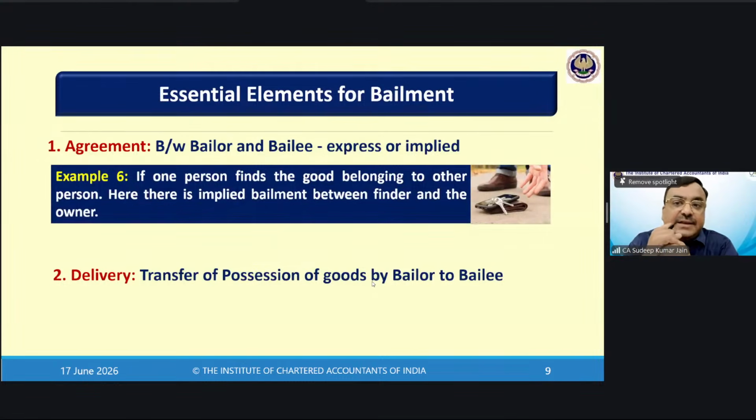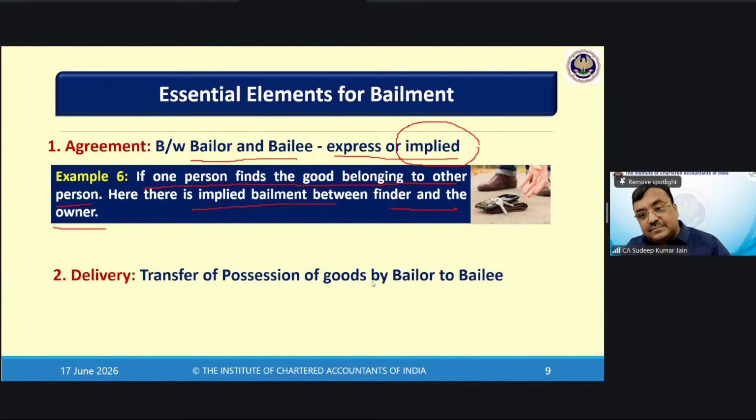Some essential elements for bailment. What are the essential elements? There must be an agreement between bailor and bailee. It may be express or it may be implied. Implied means by conduct. Express means oral or written. Implied, let's see: if one person finds goods belonging to another person, here there is an implied bailment between the finder and the owner. If you find something that belongs to another on the road, it is your duty to find the true owner and return the goods to the owner. This is the implied bailment.